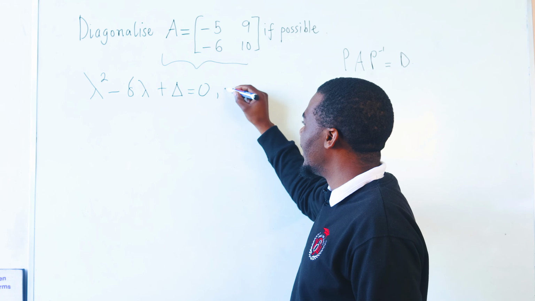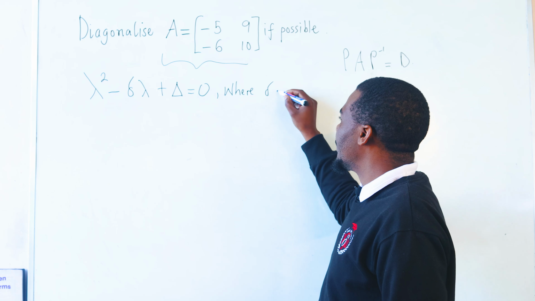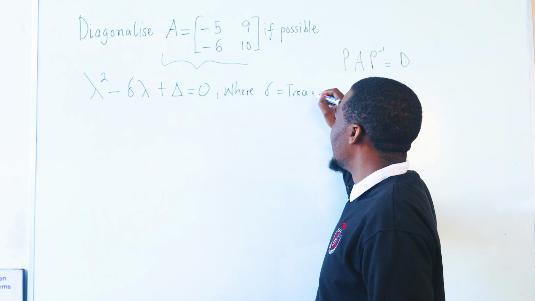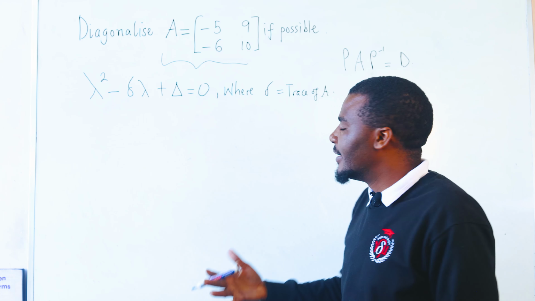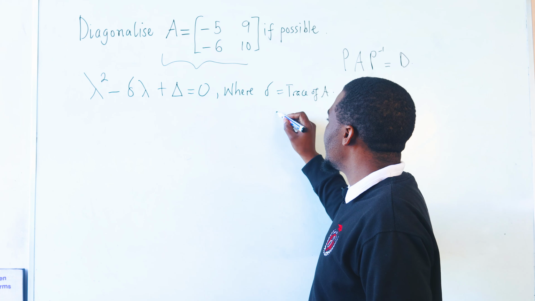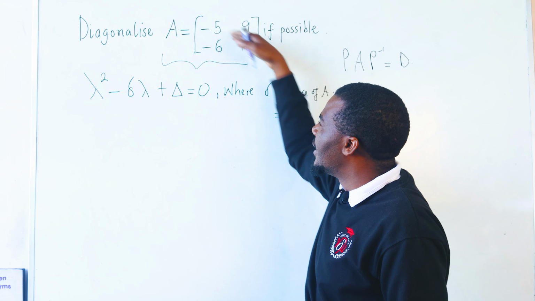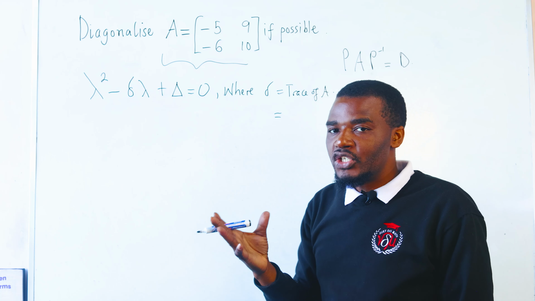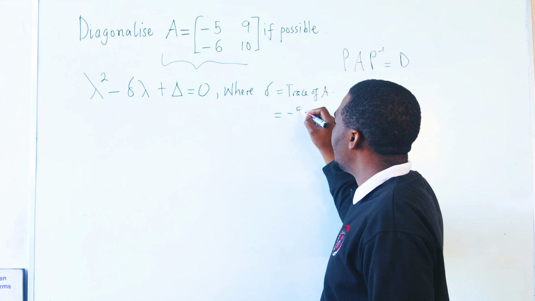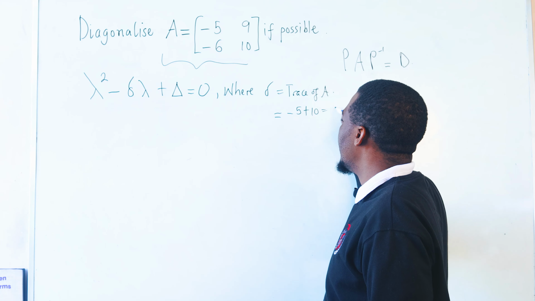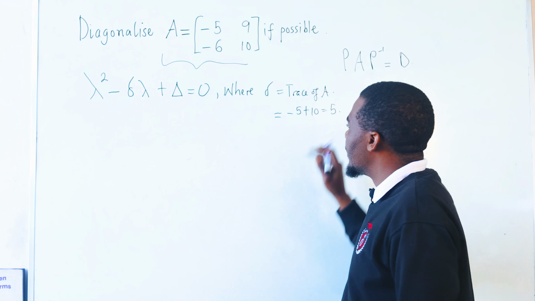In this case, sigma is equivalent to the trace of matrix A. What do I mean by the trace of matrix A? The trace of matrix A is the sum of the leading diagonal. If we add the elements in the leading diagonal, we get the trace of A. So we say minus 5 plus 10, and straight away this gives us positive 5. So our sigma here is 5.